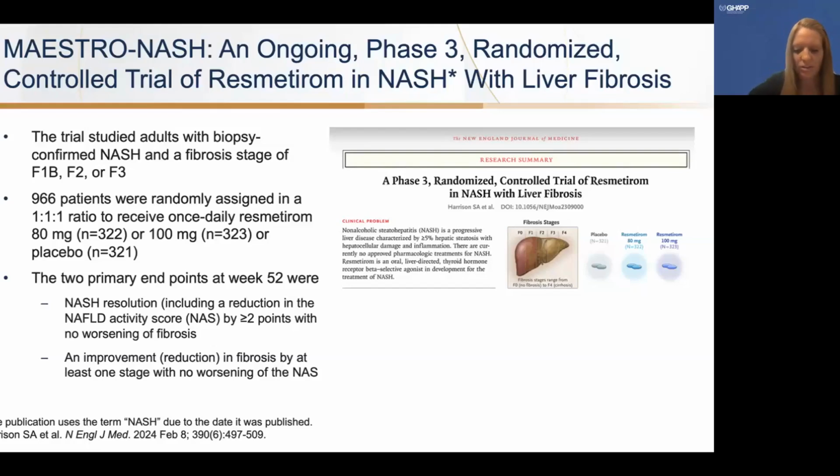I'll comment on what the NAFLD activity score is. It is a score calculated by using results from a liver biopsy. It's looking at steatosis grade, lobular inflammation, and liver cell injury. And so each of these patients underwent a liver biopsy to confirm that the reduction in fibrosis was observed.